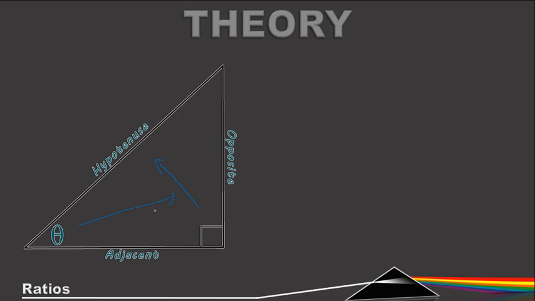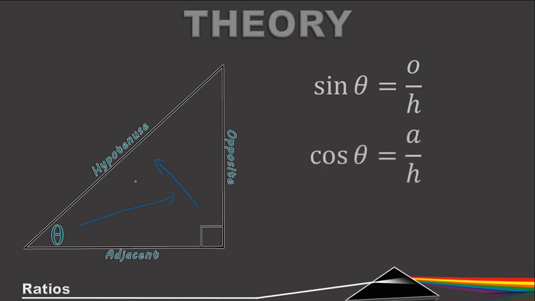Now we're going to define sine theta, cosine theta, and tan theta. The sine of theta is our opposite side's length over our hypotenuse side's length. The cosine of theta, or cos of theta, is the adjacent side over the hypotenuse side. And the tan of theta is the opposite side's length over the adjacent side.